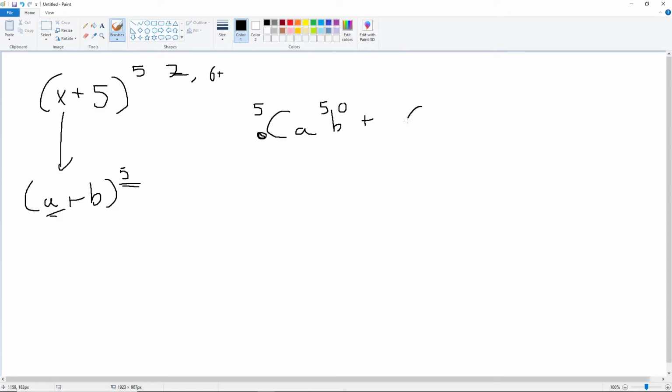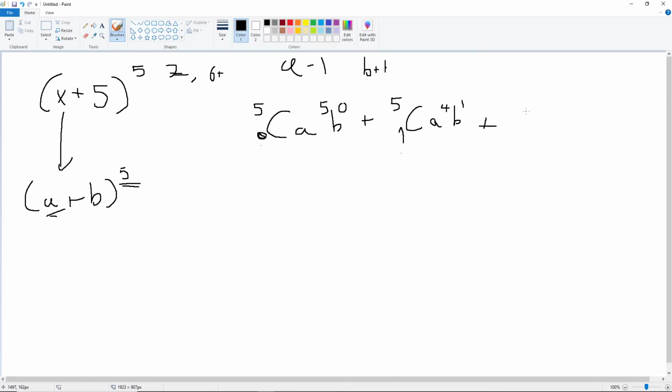Then in the next one, C 5, and then 1. It's 0, then 1. But now the main difference is you subtract 1 from the A, same as we did with the Pascal's triangle. A to the 4th, B to the 1. As you can see, this is a sequence. We're taking 1 away from A each time, B plus 1 each time, and we're adding 1 from here.